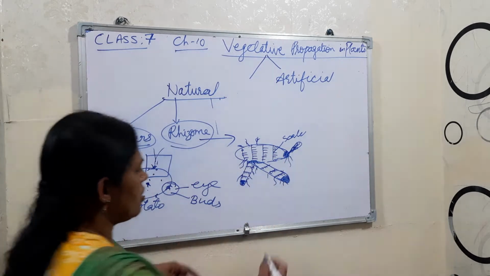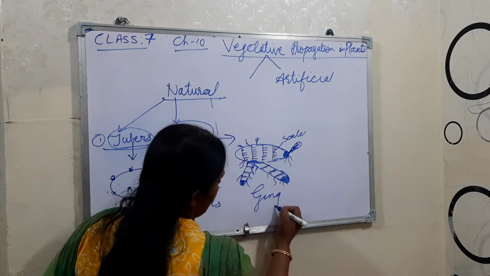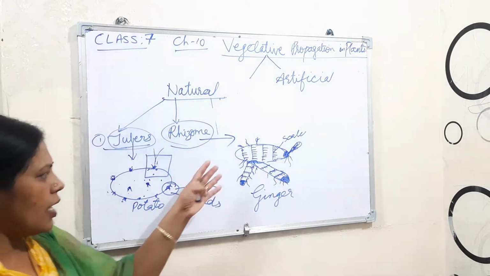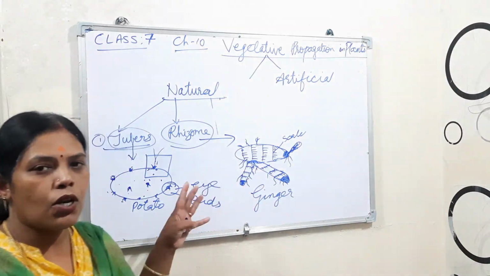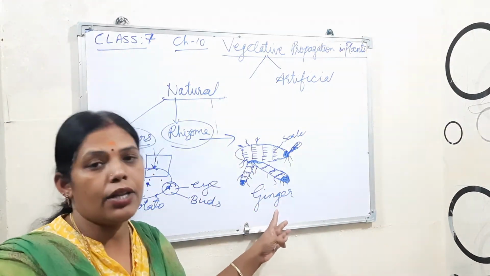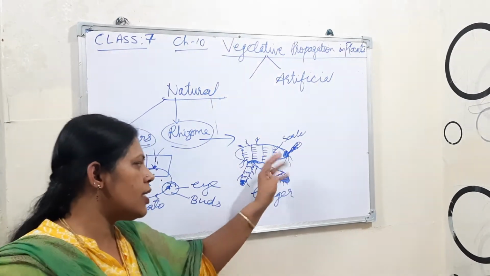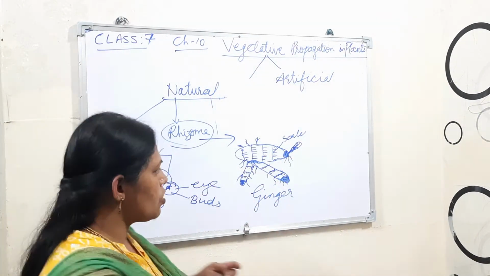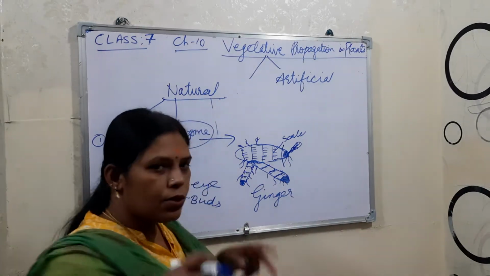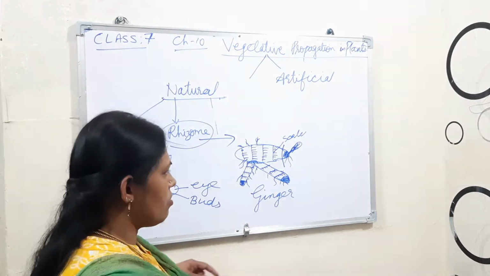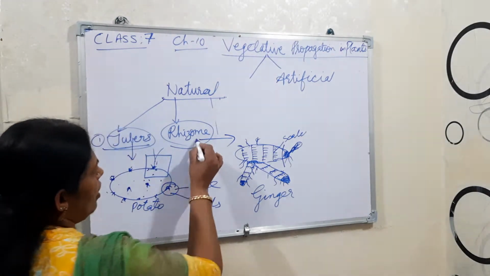So this is ginger. This is the rhizome. This kind of propagation is known as rhizome. It is also an underground stem only. It grows horizontally and produces buds as well as roots. Then if you cut each portion and grow it separately, the new plant again arises from that. Okay, understood? That is the rhizome.